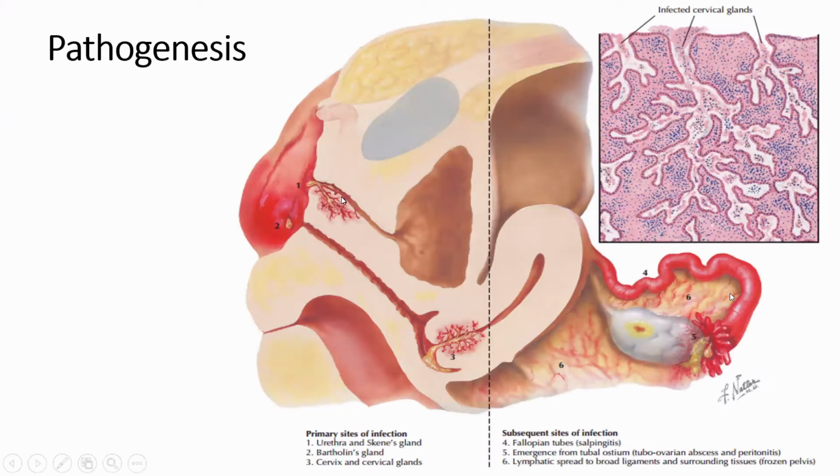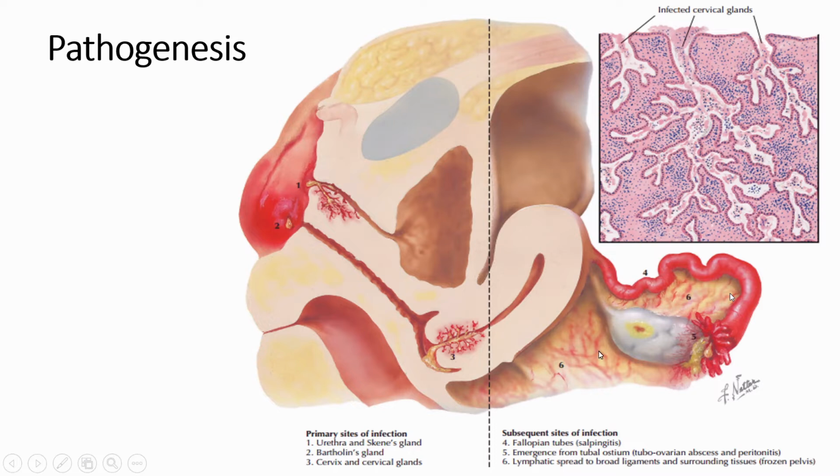Remember, most cases usually have a primary site of infection. There is an initial colonization of the bacteria in certain glands. The primary site of infection could be the urethra. There are glands in the urethra, what we call Skene glands, the paraurethral glands. Other primary sites of infection include the Bartholin gland, the Skene gland or paraurethral gland, and the cervical gland. From here the bacteria start colonizing, flourish and ascend.